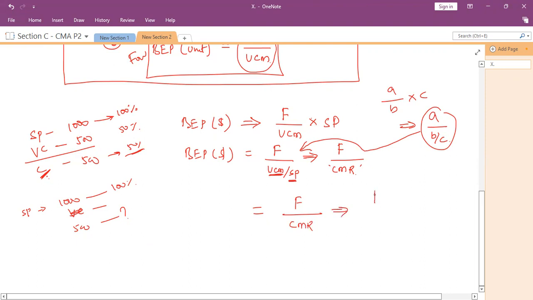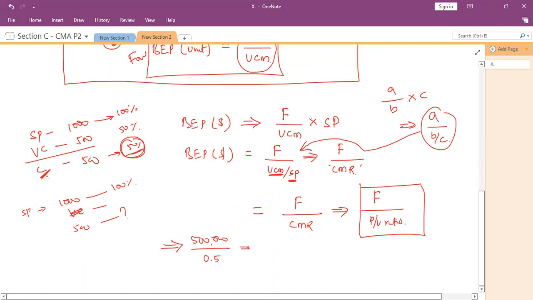In India, it is known as fixed cost by P/V ratio. We can get the figure in dollars. Now let us see what the ratio is here. Contribution margin ratio, 50%. What was the fixed cost? 500,000. 500,000 divided by 50%, meaning 0.5. Calculate. 1 million. So this is the break-even point in dollars.